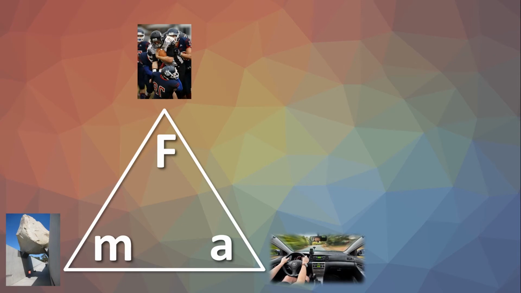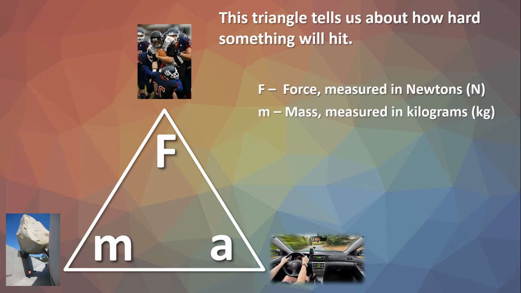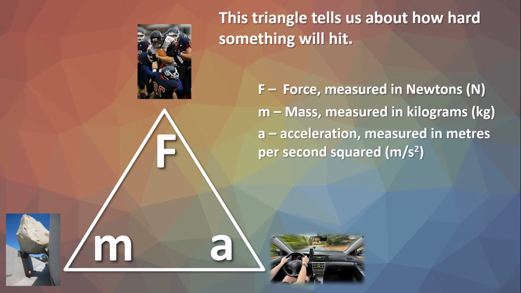So our first triangle is F equals ma. This is sometimes called Newton's second law, and it's about how hard things hit. F in this equation is force measured in newtons. M is mass measured in kilograms, and A is acceleration measured in meters per second squared. Acceleration is not speed. You can think of it as the feeling of being pushed back in your chair if you are in a car that starts very quickly from a green light.